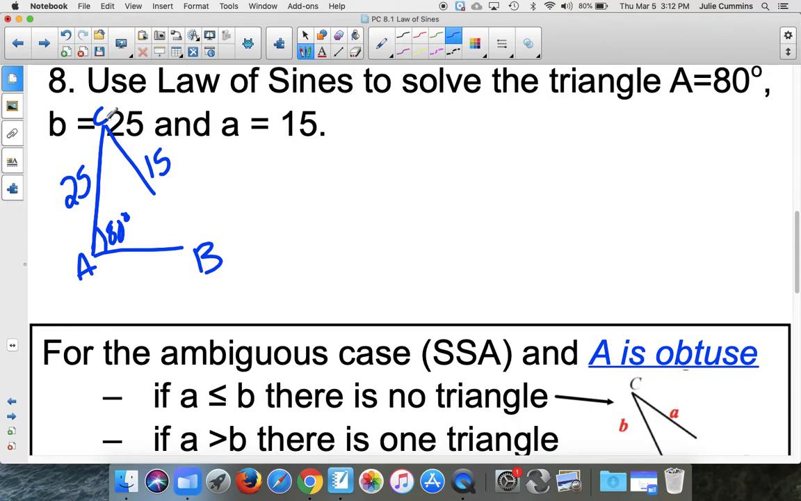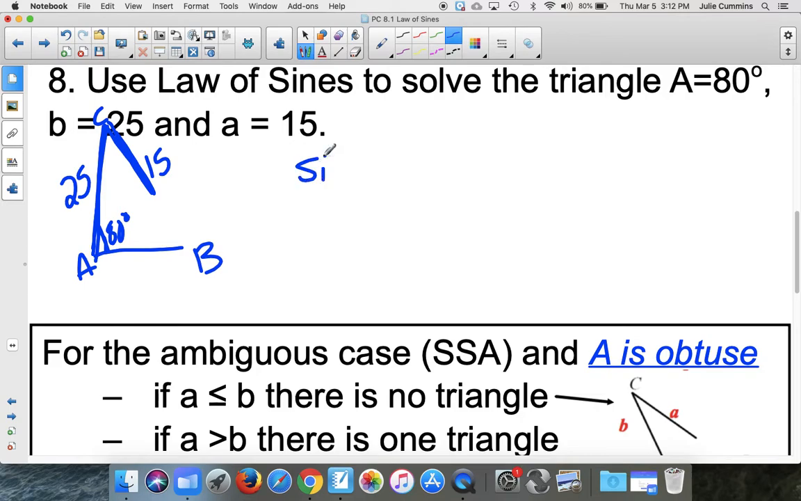Now, do you see that with this being an 80-degree angle, there is no way that this is going to be able to reach the other side? If this whole side B is 25, that other leg is just not long enough. Now, if you didn't draw the triangle and realize that you can't make a triangle out of it, let's just say you were like, oh, law of sines, I love law of sines, I know how to use law of sines, I'm just going to do that.